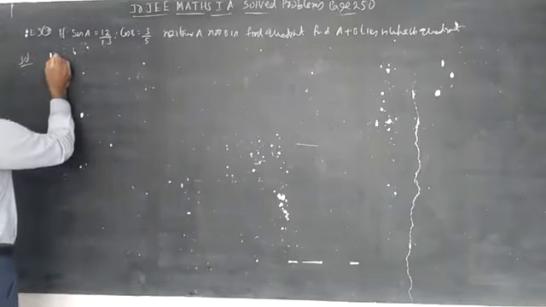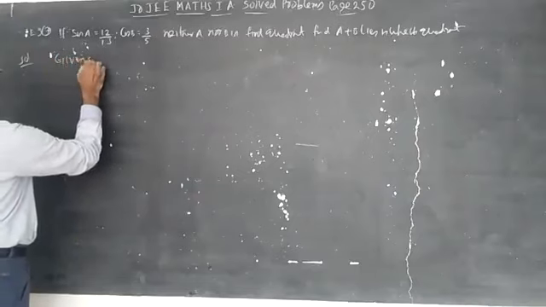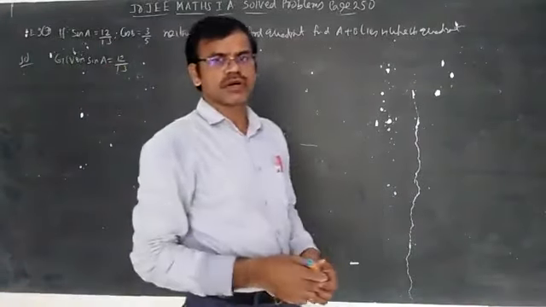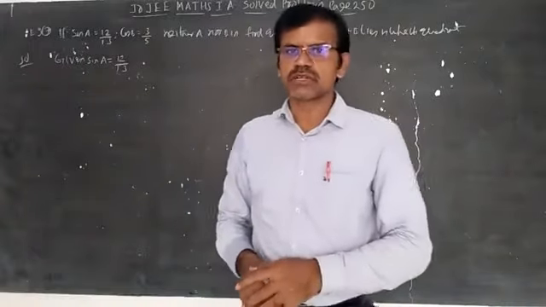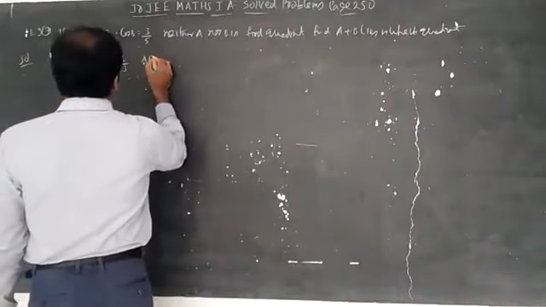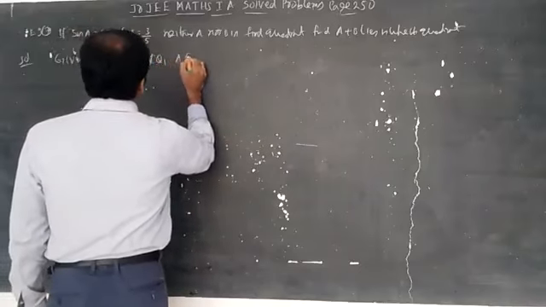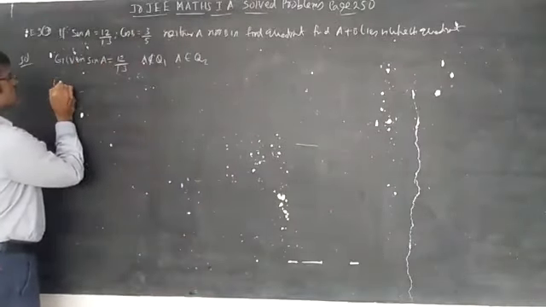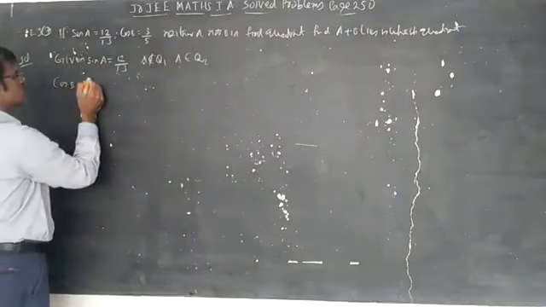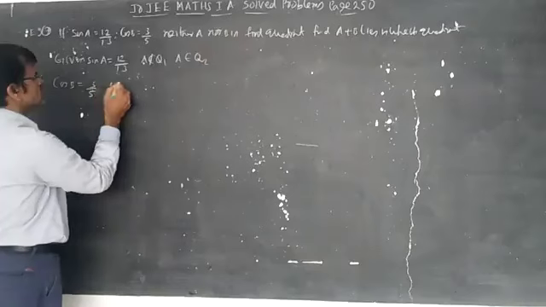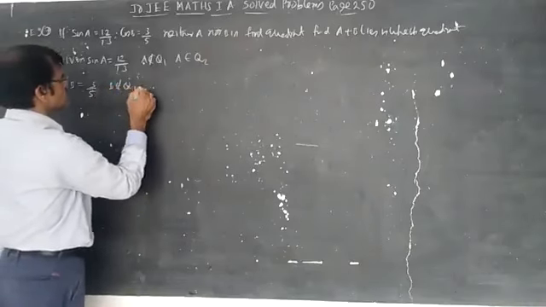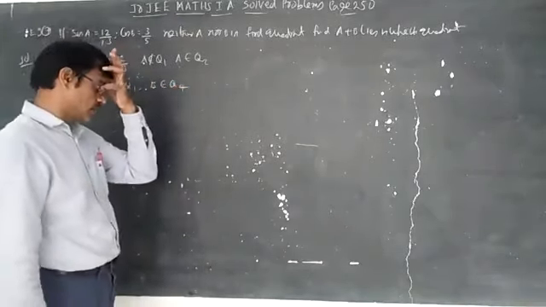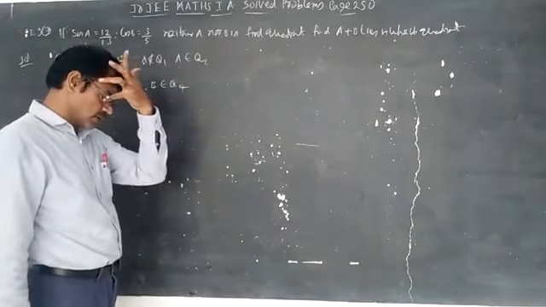Given sin A is equal to 12 by 13, and neither A nor B is in the first quadrant. Sin A is given as positive, but it is not in the first quadrant. So you can understand that A belongs to Q2 because sin A is positive in the second quadrant. Next, cos B is equal to 3 by 5, given as positive, but B does not belong to Q1. So we can say that B belongs to Q4, because cos is positive in Q1 and Q4. If it is not in Q1, you can understand that B is in Q4.